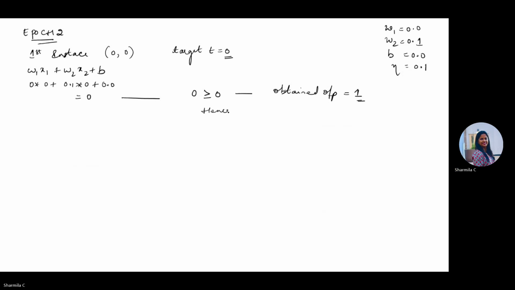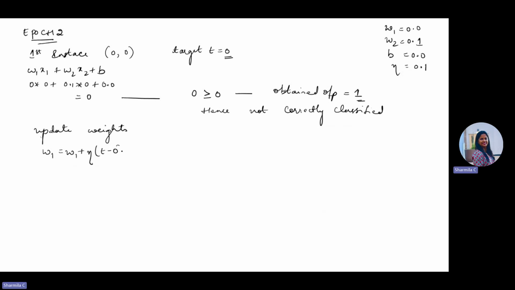So this is not equal to the target output, that is 0. Hence, it is not correctly classified. So what we need to do now is update the weights. W1 equals W1 plus the learning rate into T minus the obtained output into X1, W2 equals W2 plus the learning rate into T minus obtained output into X2, then B equals B plus the learning rate into target output minus the obtained output into X0.